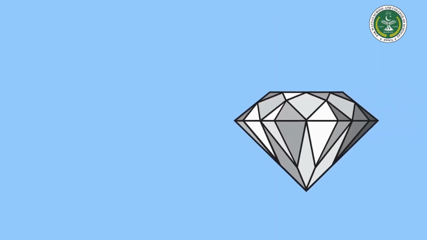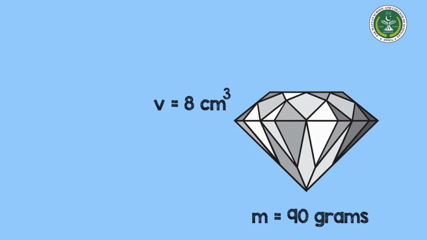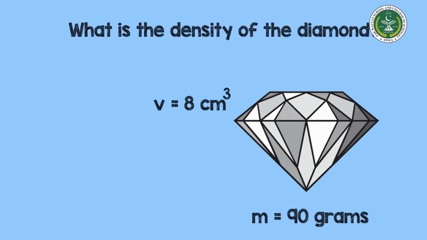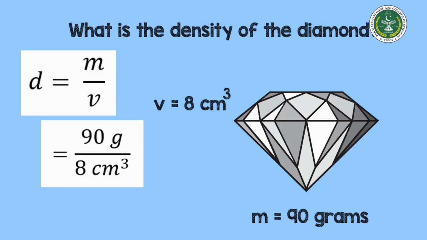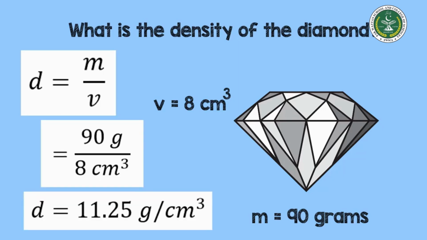Now for another example, let's say you have a diamond with a volume of 8 cm cubed and a mass of 90 grams. What is the density of the diamond? So the density of the diamond is 11.25 grams per cubic centimeter.